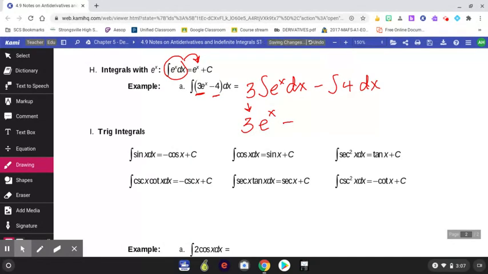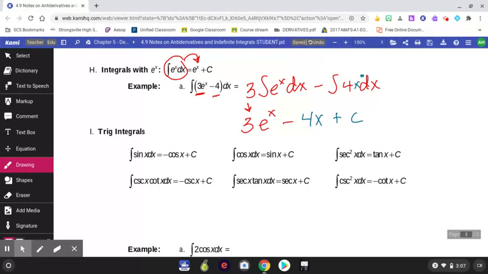Okay, so 4, remember, the power rule says that if I have a polynomial, technically I do, I have 4x to the 0. I can add 1 to the exponent and divide my coefficient by 1 in this particular case because my new exponent is 1, and then plus c. Okay?